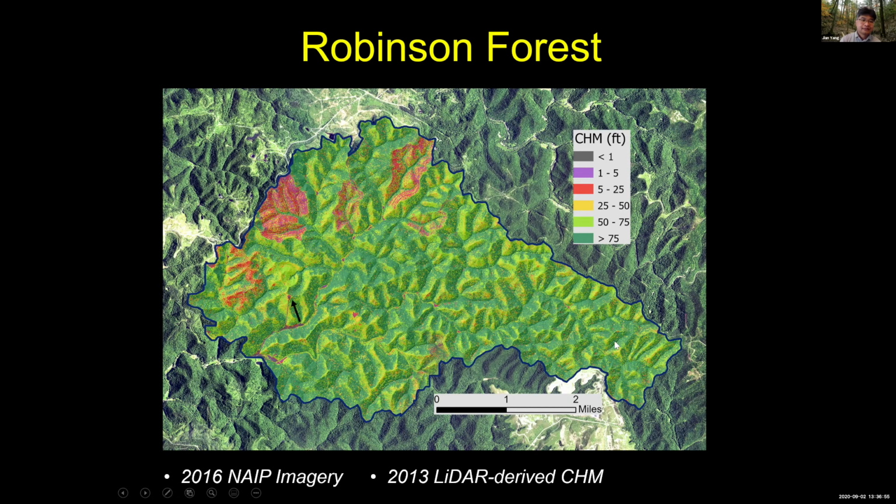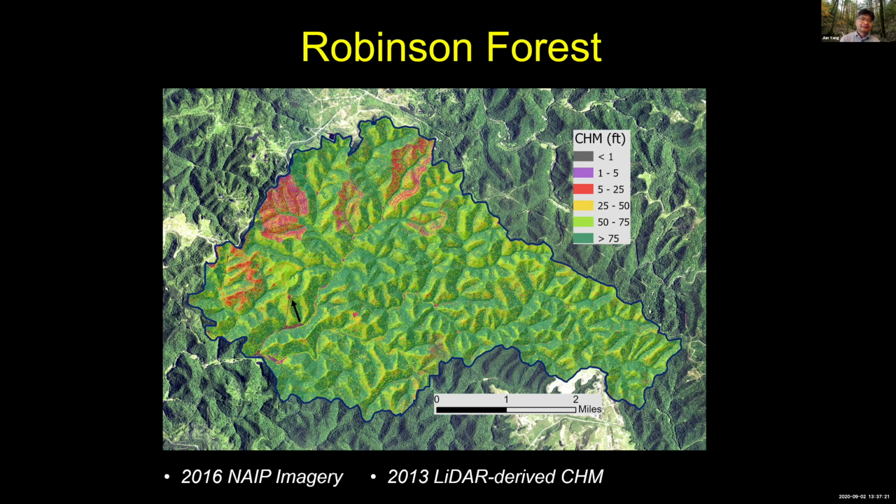And this is the path to the fire tower. So that's where you have some very short canopy height, and then there's a canopy height that's between 5 to 25. Of course, in the middle, that's where you actually have a fire tower, which I believe is about 100 feet.